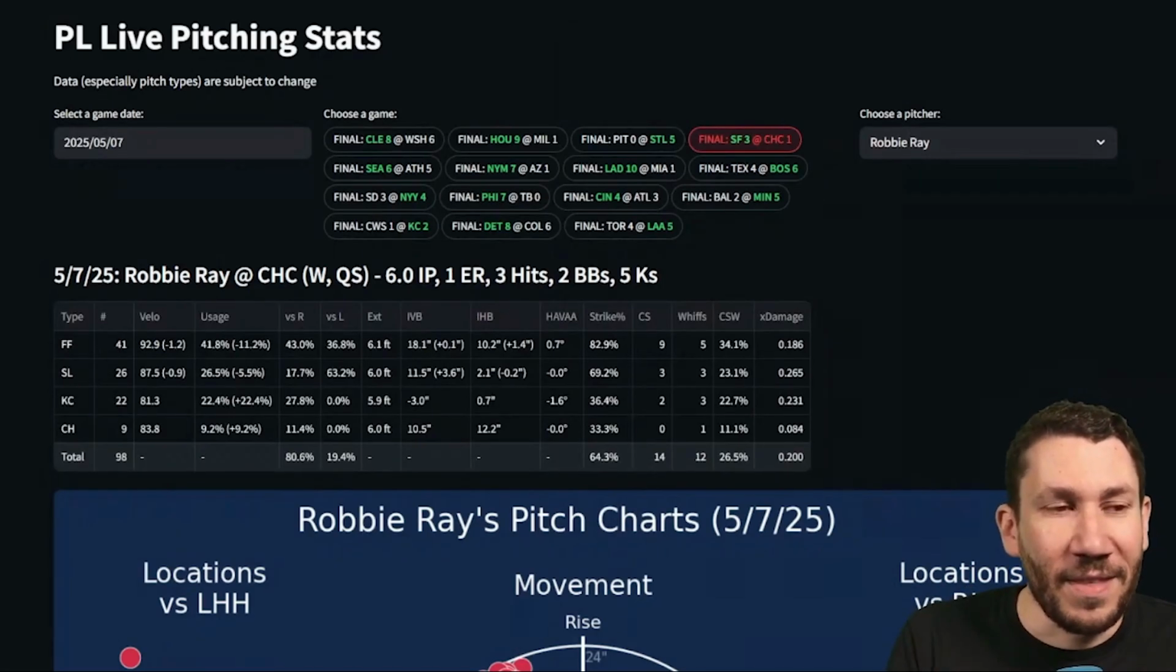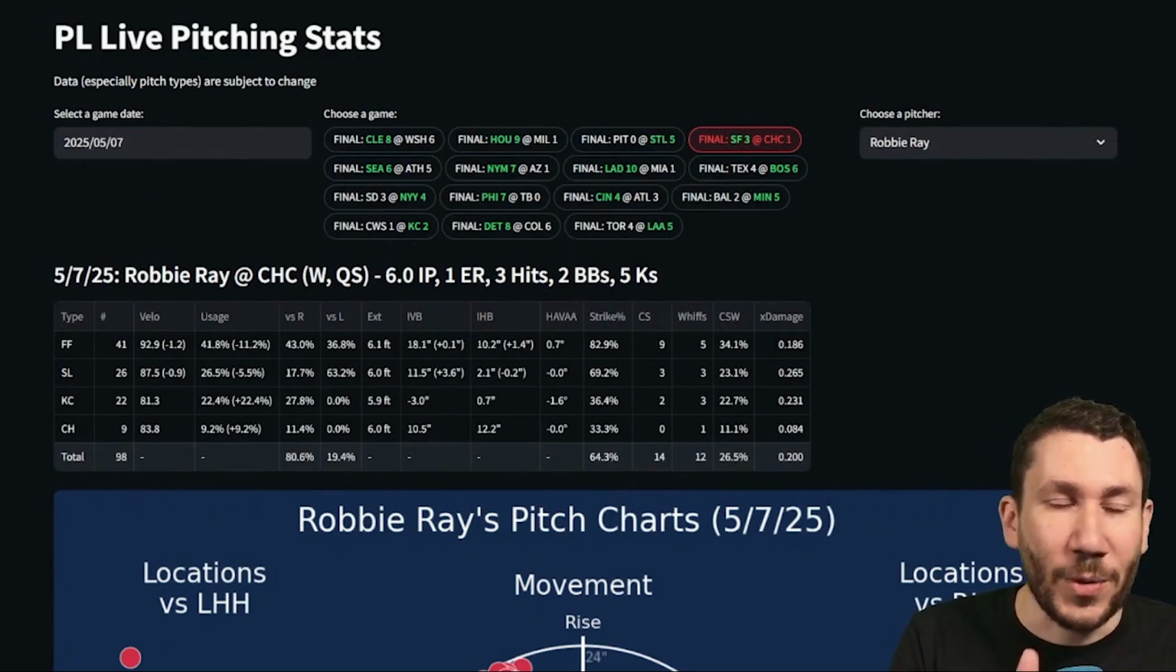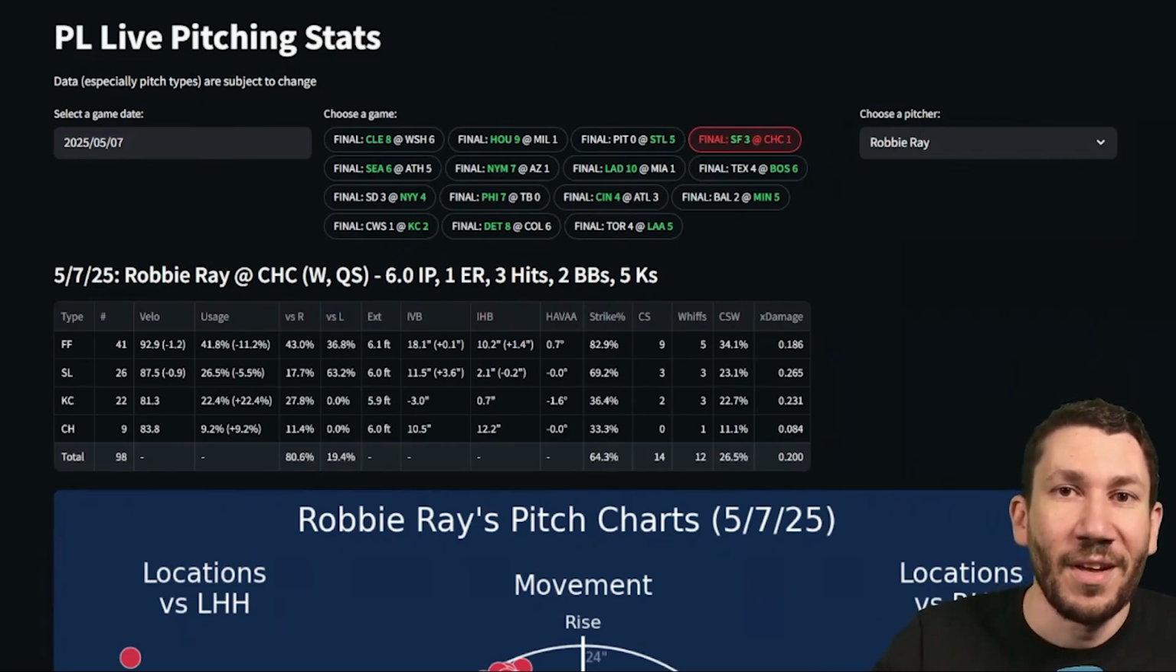What is happening, everybody? This is our Pitcher List Live Pitching Stats app. It is for PL Pro members, and I'm going to show you how I use it to translate all the stats, to give you a tutorial of the stats that matter during a pitcher's start, and also the kind of tools that you get with PL Pro.